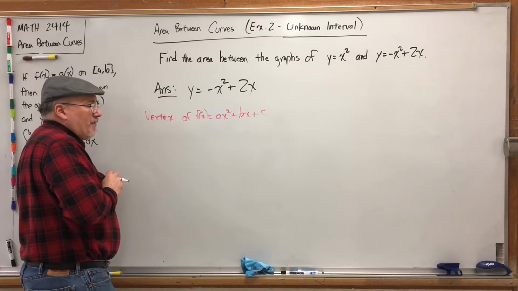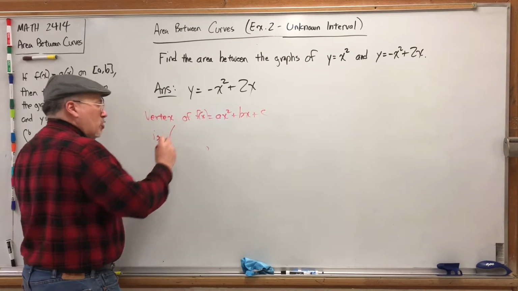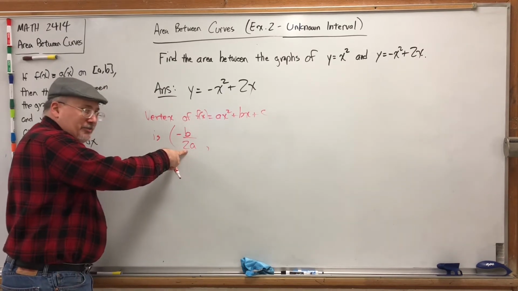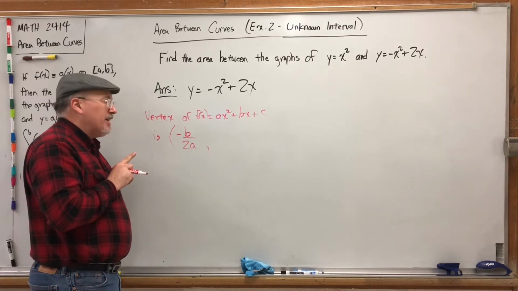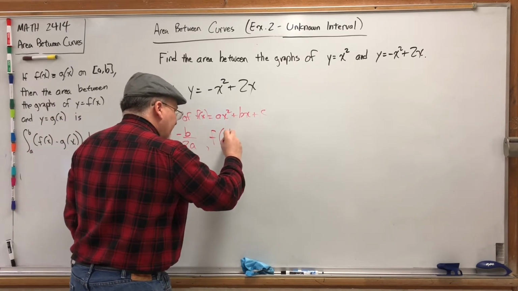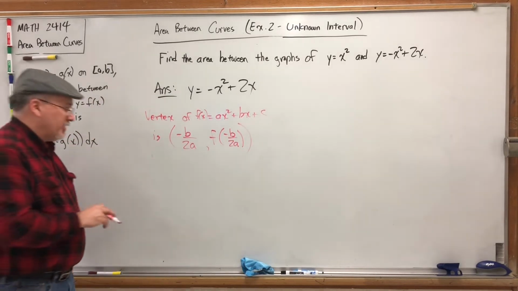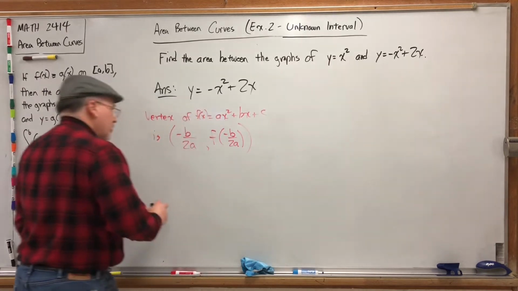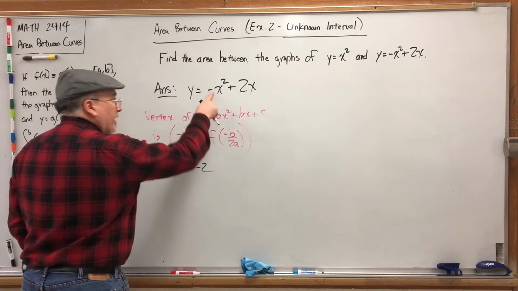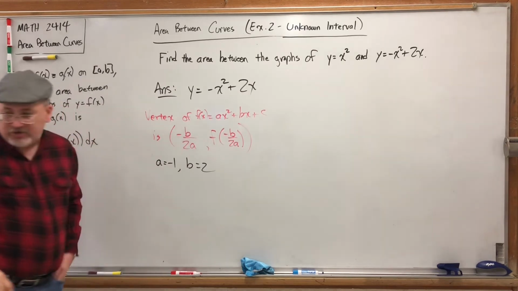The vertex of f of x equals ax squared plus bx plus c is an ordered pair whose x coordinate is negative b over 2a. This is the formula from college algebra. And whose y coordinate can be obtained by substituting its x coordinate into the function. So f of negative b over 2a. So I'm going to use that tidbit of information to locate the vertex of this parabola. So in this case, we have a is equal to negative 1 and b is equal to 2. A is the coefficient of the quadratic term. B is the coefficient of the linear term, excuse me.